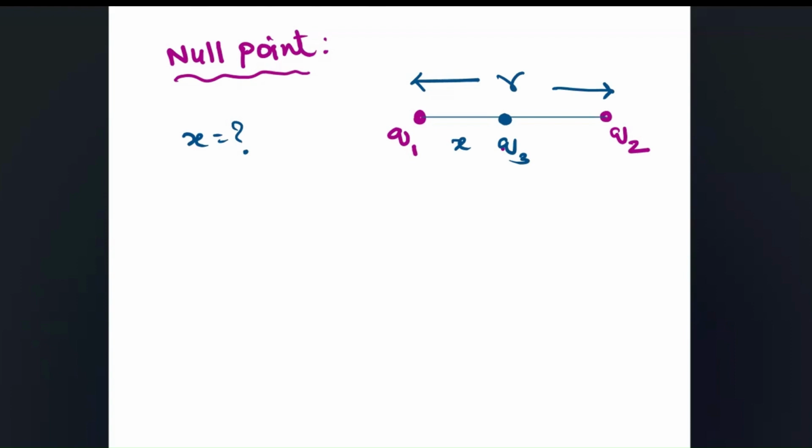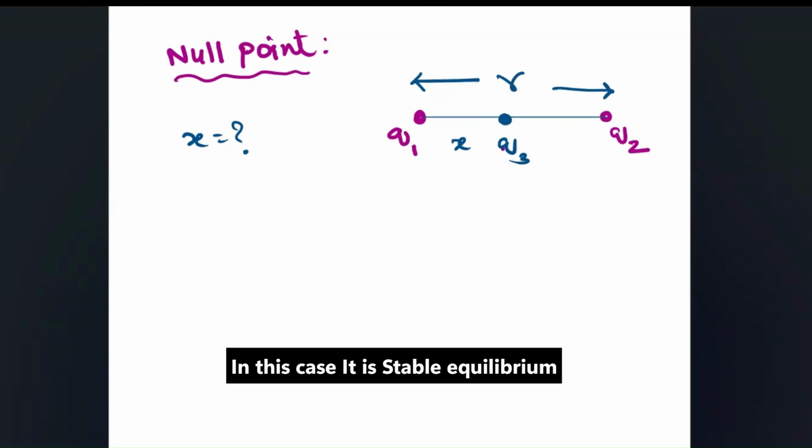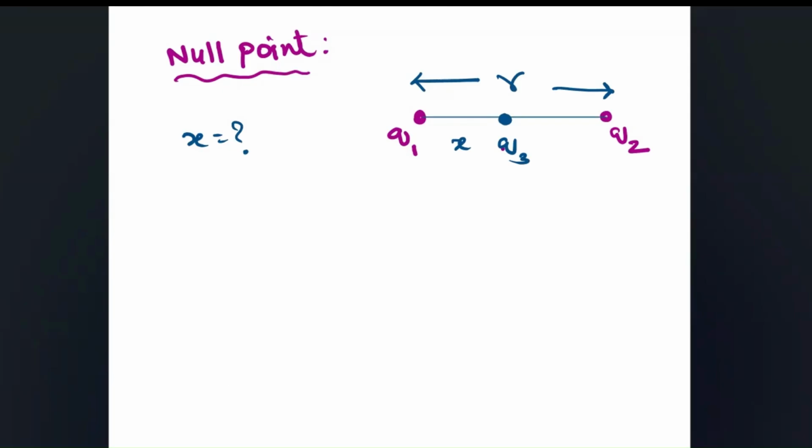So the net force acting on Q3 is 0. That is, Q3 will be in equilibrium, only Q3. In null point calculations, it is not compulsory that it is a stable equilibrium. It may be unstable equilibrium also. I will give clear-cut clarity between calculating null point and commenting whether it is stable or unstable equilibrium. First we'll calculate this one.